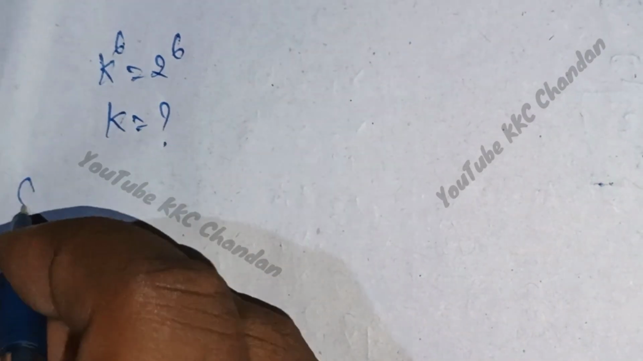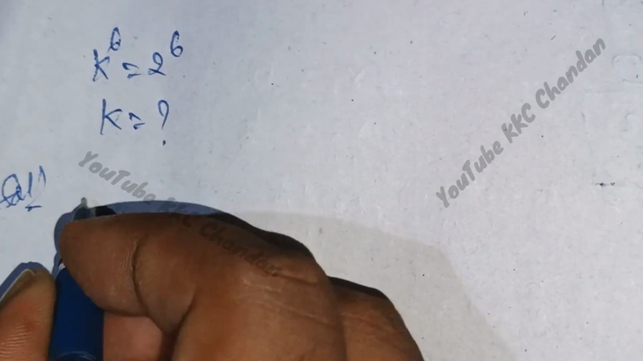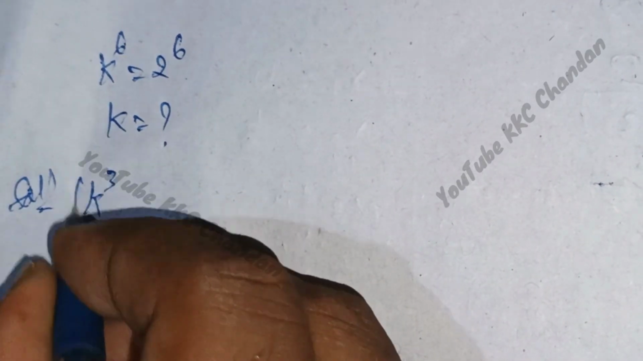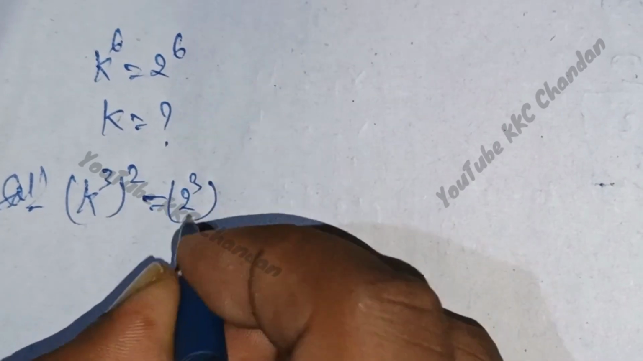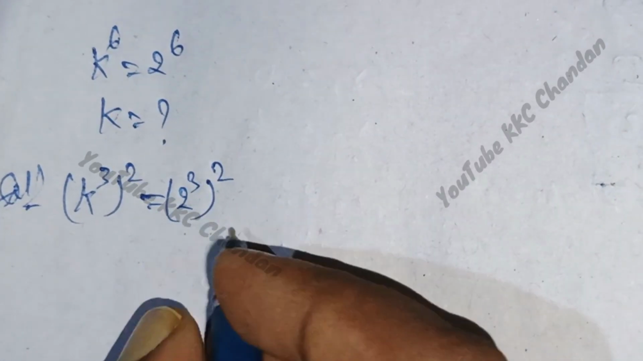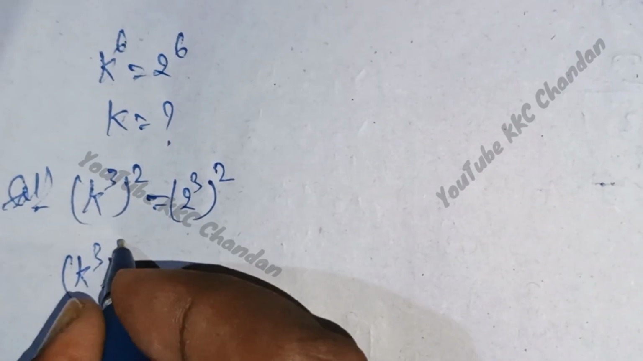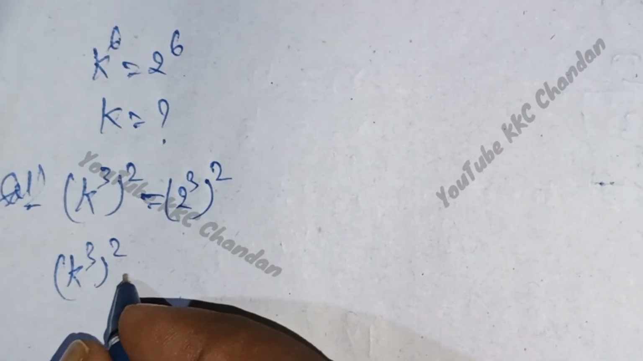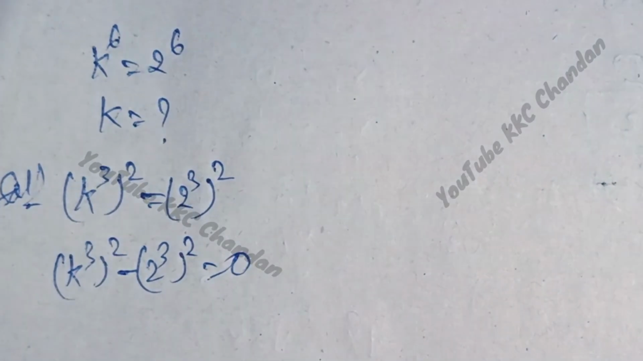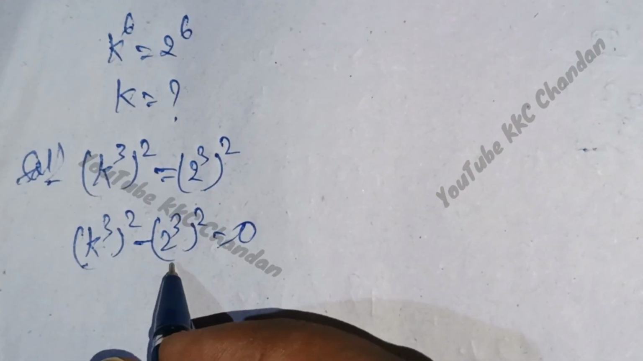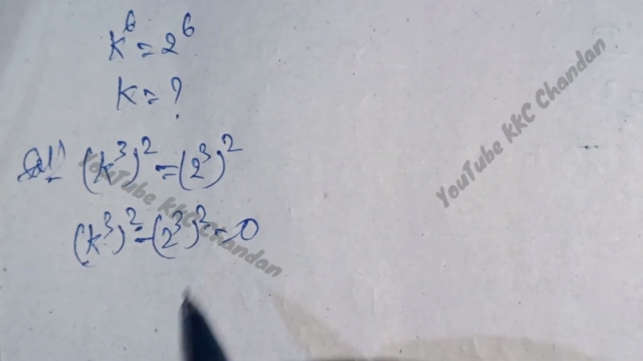Let's start the solution. First of all, k power 6 will be written as (k power 3) whole power 2 is equal to (2 power 3) whole power 2. Next, this side will become (k power 3) whole square minus (2 power 3) whole square is equal to 0. That means a square and b square.